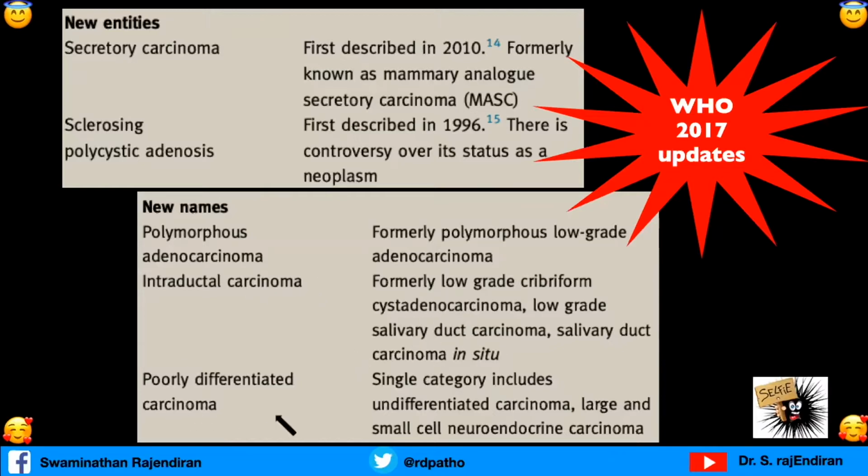And poorly differentiated carcinoma. Okay, so they put everything like small cell neuroendocrine, large cell neuroendocrine, undifferentiated carcinoma into poorly differentiated carcinoma, or highly undifferentiated carcinomas, or highly transformed carcinomas. Take a selfie of this.